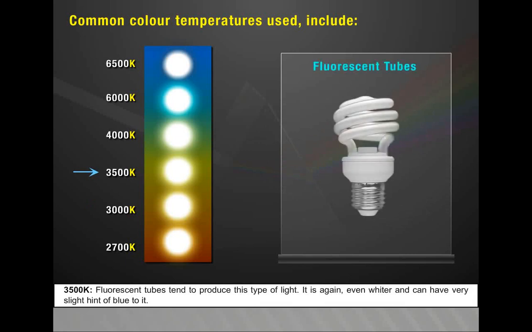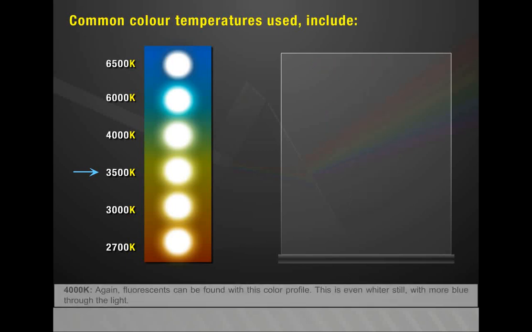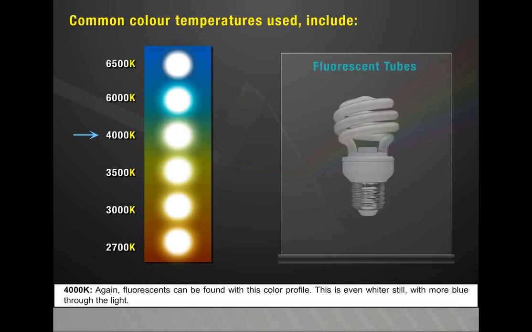3500 Kelvin. Fluorescent tubes tend to produce this type of light. It is again even whiter and can have a very slight hint of blue to it. 4000 Kelvin. Again, fluorescent lights can be found with this color profile. This is even whiter still with more blue through the light.